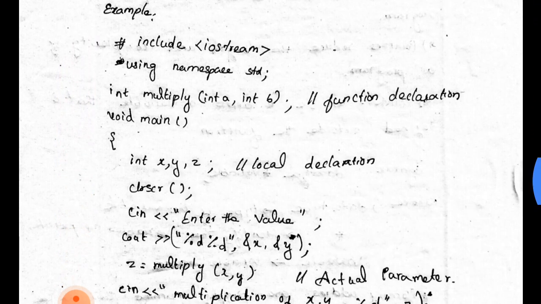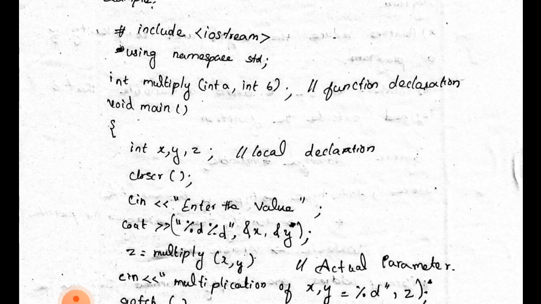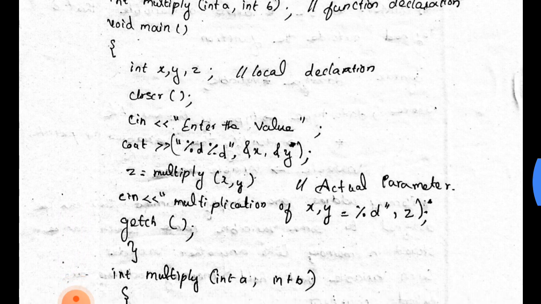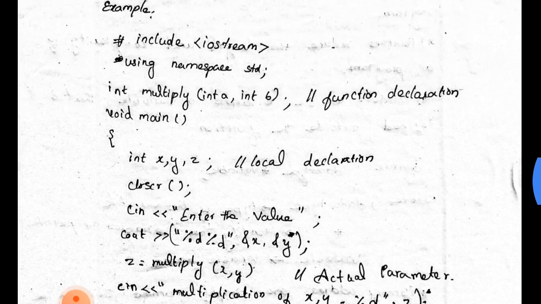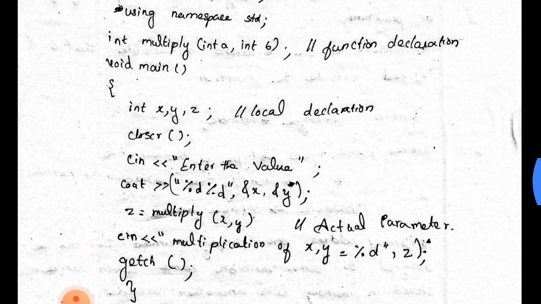This is an example program. Here we used all functions and performed the multiplication operation. Here first is a library function, then function declaration. That means int multiply(int a, int b). This is a declaration. Then main function. Here we declare the variables, that is local variable declaration.